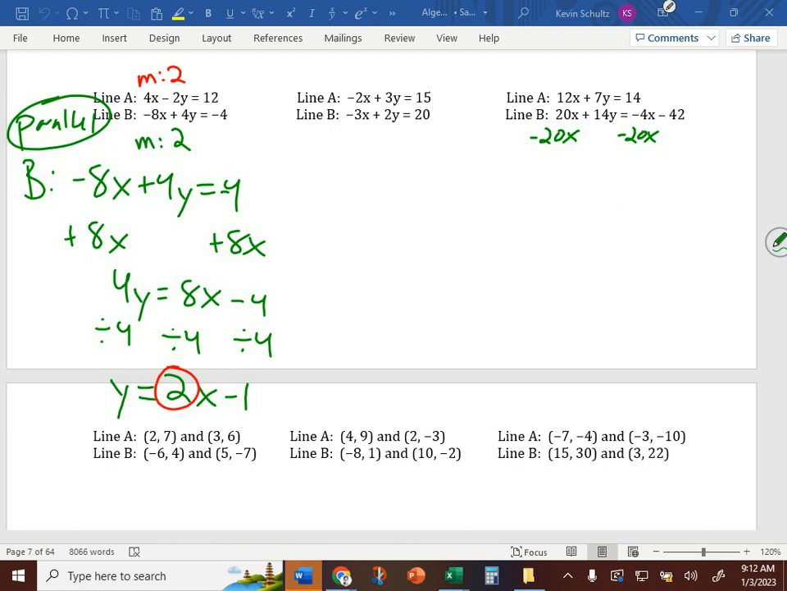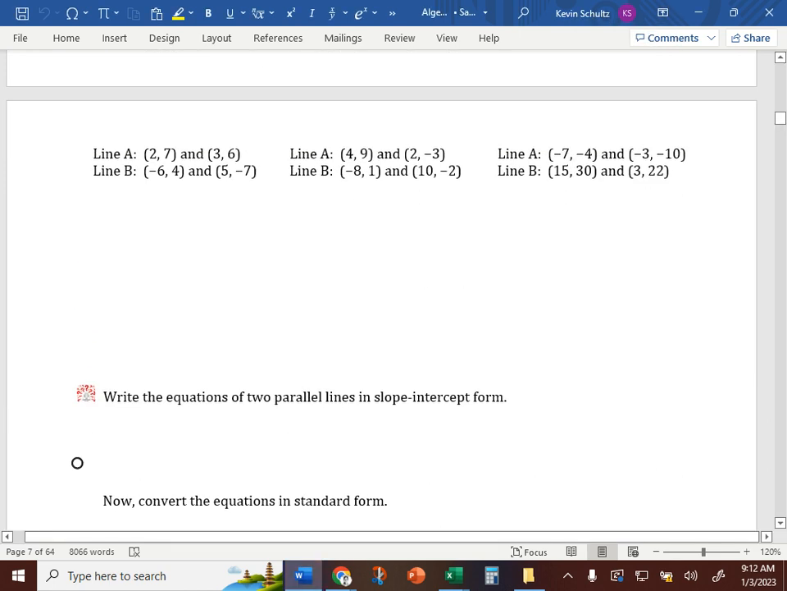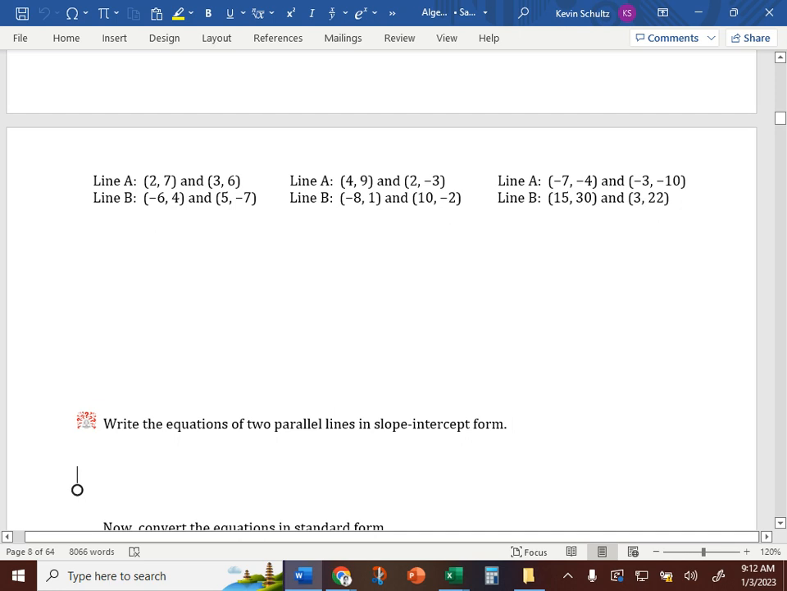Okay? The next section, I give you 2 ordered pairs that each line passes through. What do you need to do? All we care about is the slope. Find the slope. How do you find the slope? By doing the subtraction: y2 minus y1 over x2 minus x1, right?